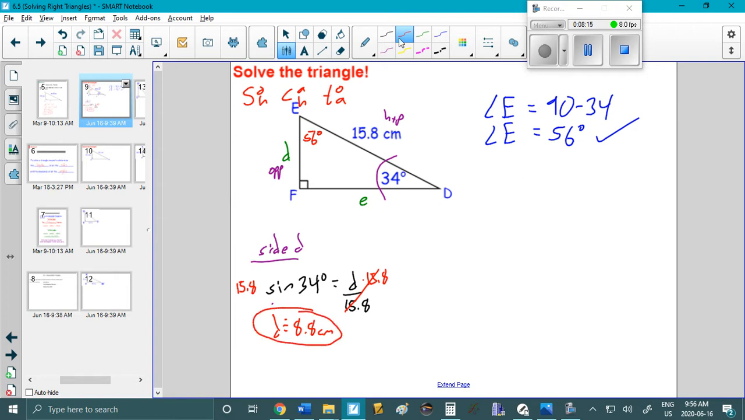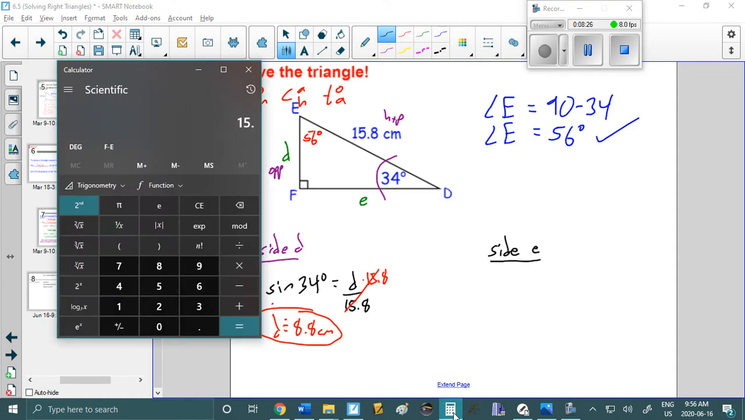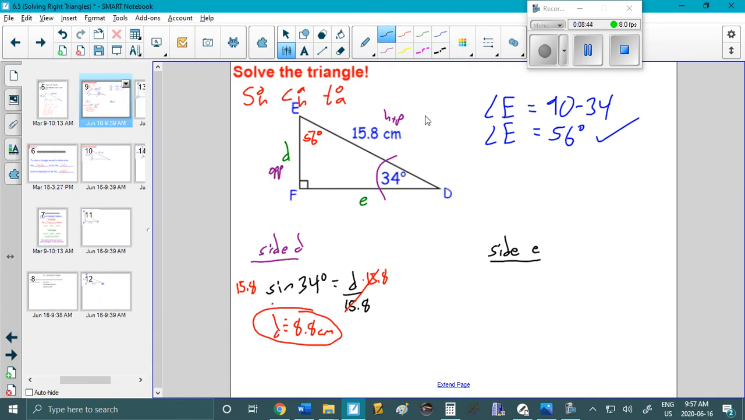Now, to find side E, which I'm going to do next, we could just use the Pythagorean Theorem, right? 15.8 squared minus 8.8 squared, take the square root, and it'll look like this. 15.8 squared minus 8.8 squared equals, and then we take the square root, and we're going to get 13.1. But instead, I'm going to use trigonometry. I don't care how you do it. Do it however you want.